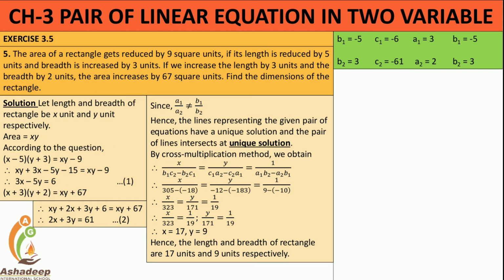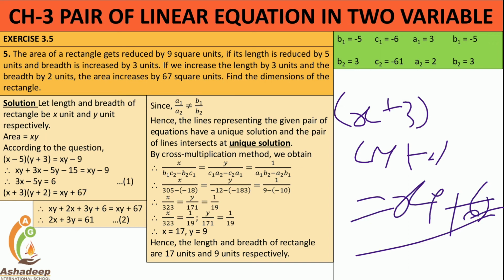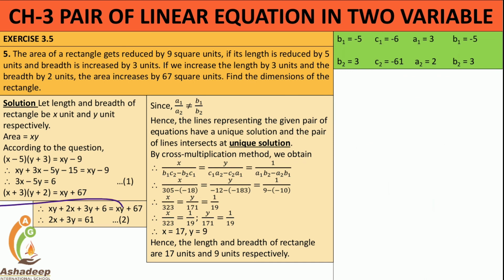Another equation is, if we increase the length by 3, that means x plus 3, and breadth by 2 units, y plus 2, the area is increased by 67 square units. So plus 67. Now length is increased by 3 and breadth is increased by 2. So the area xy is increased by 67 square units. So this is the equation.